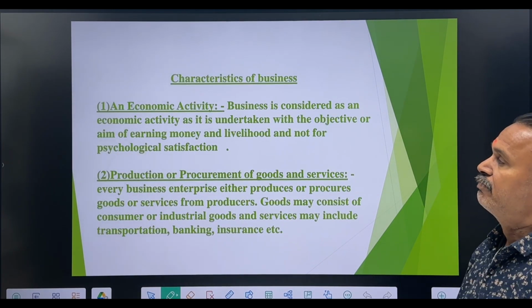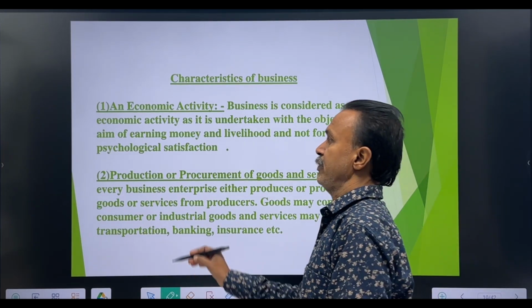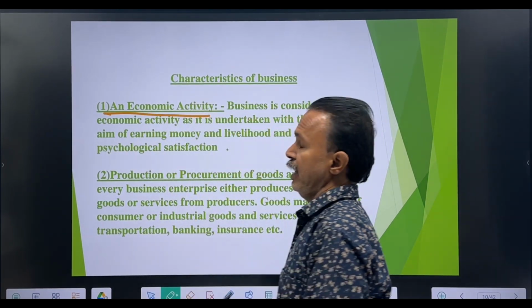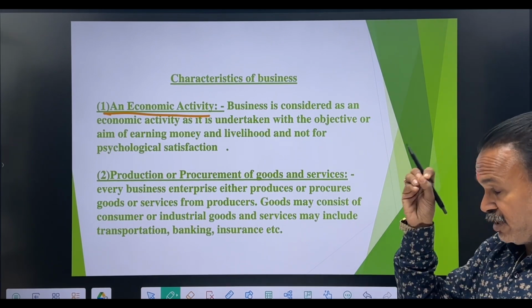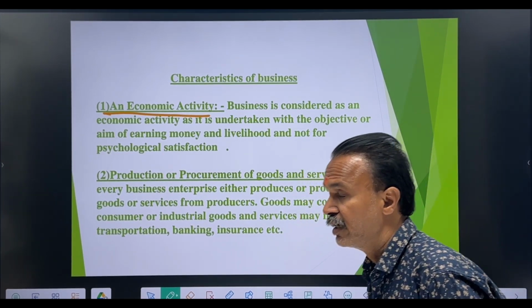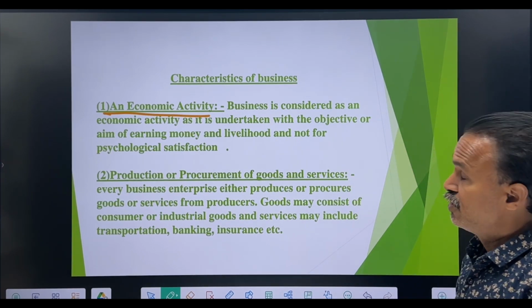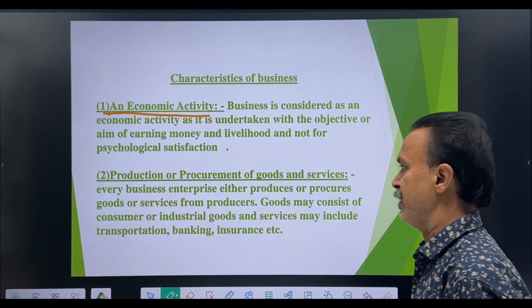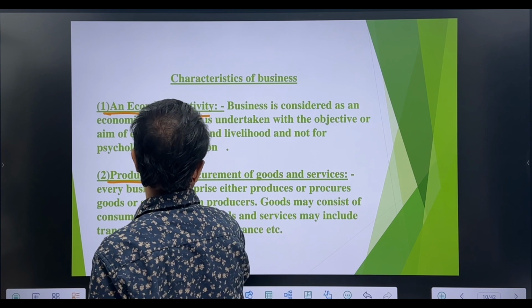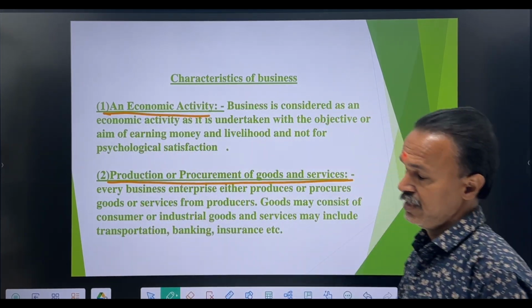Features of business. First, an economic activity. Business is called an economic activity because the main object of the business is earning money in the form of profit. That is why business is called an economic activity. Second, production or procurement of goods and services.